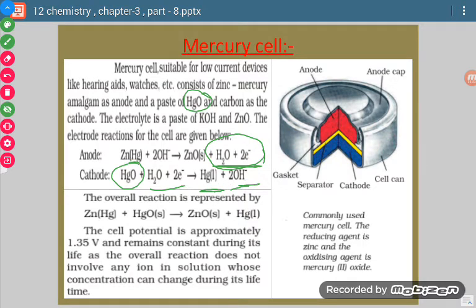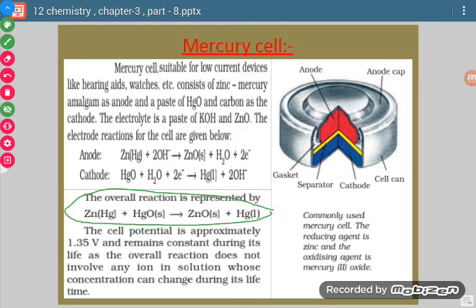So how can you remember this? First of all, in case of anode, OH will combine with the anode, and there will be formation of this. Now for writing the equation for cathode, you have to remember that this has to be added to the cathode, and this will be produced as an outcome in case of cathode. So this way you can remember it. Now when we combine both the equations, we get this type of equation.